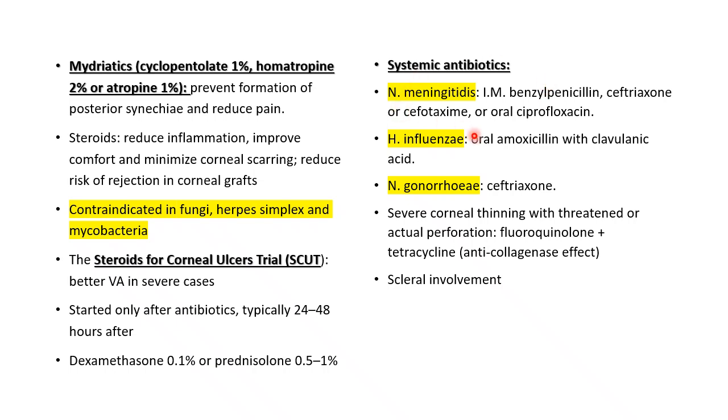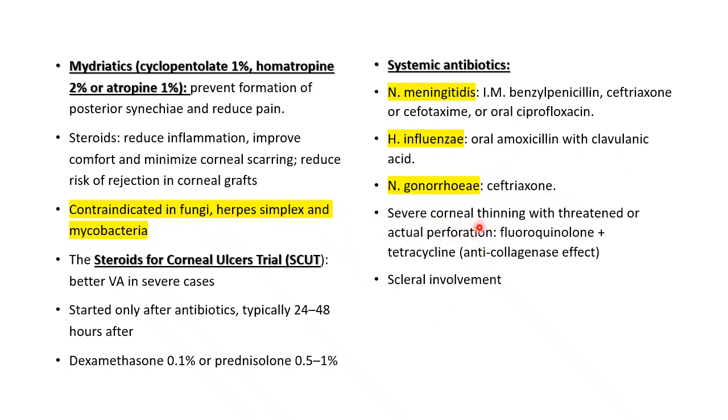Now, systemic antibiotics. Certain systemic infections may respond better to systemic antibiotics. Plus, their systemic manifestations can also be controlled. For example, in Neisseria meningitis, you can use IM benzyl penicillin. In Haemophilus, we give amoxiclav. In gonorrhea, we give IM or IV ceftriaxone.